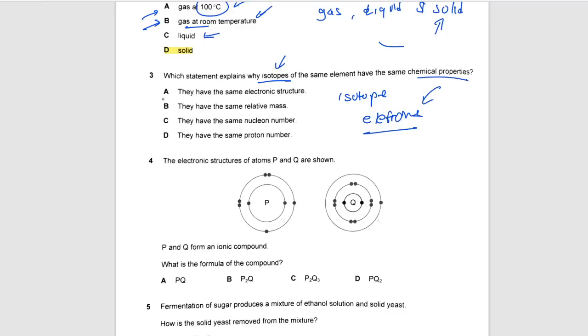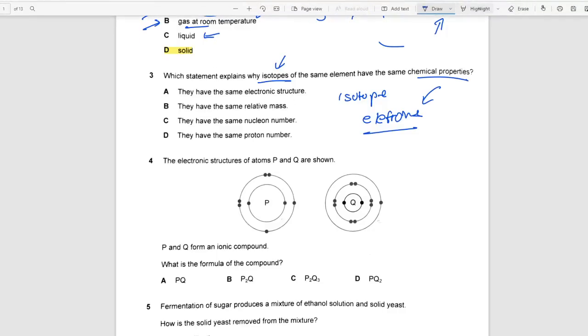And I can already say A is saying they have the same electronic structure, and hence that should be correct. So A, they have the same electronic structure. Electronic structure basically shows the number of electrons. Relative mass, I said in the definition of isotope, it has a different mass, so this is wrong. They have the same nuclear number. This nuclear number is the same thing as mass number, so this is wrong. They have the same proton number.